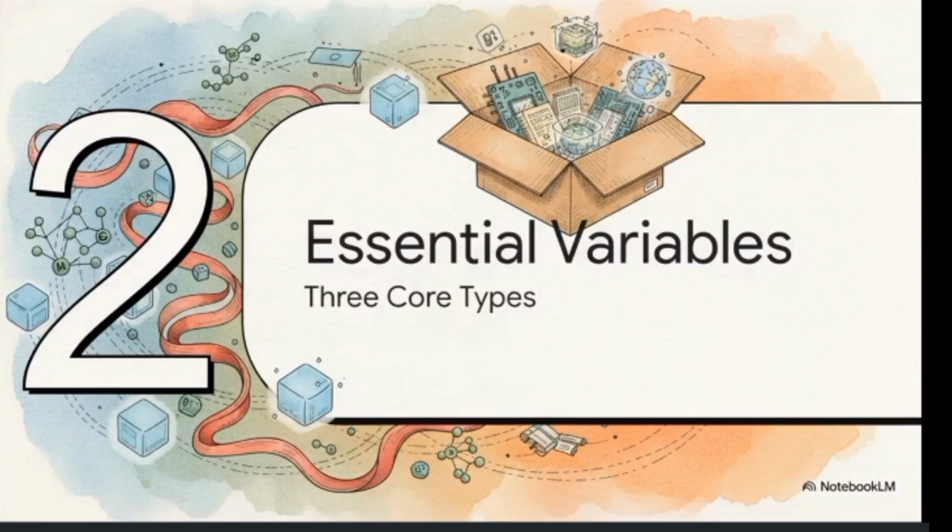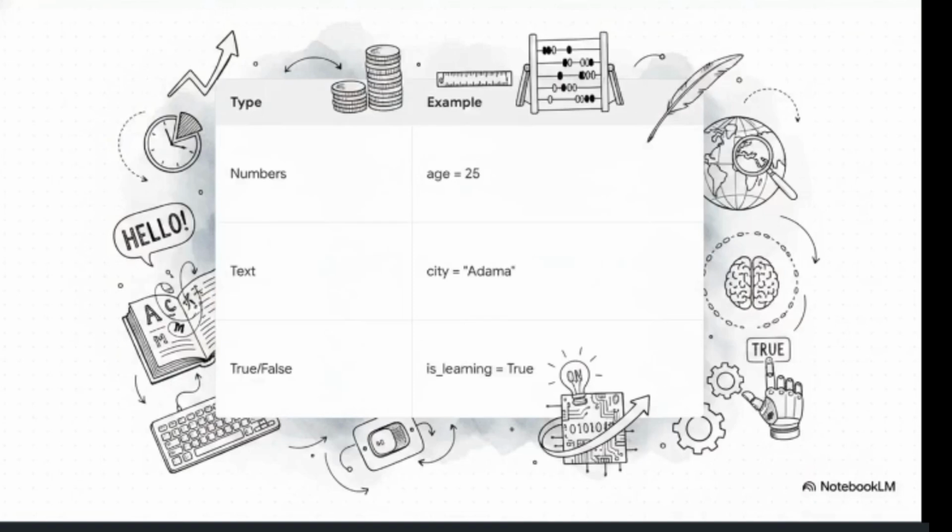Section 2. 3 essential variable types. Let's move on and see how this builds. So there are 3 essential types of data that we put into these boxes, and you're going to use these constantly. First up, we've got numbers. Check out the example. age = 25. Notice how there are no quotation marks around the number here. It's just the pure numerical value.